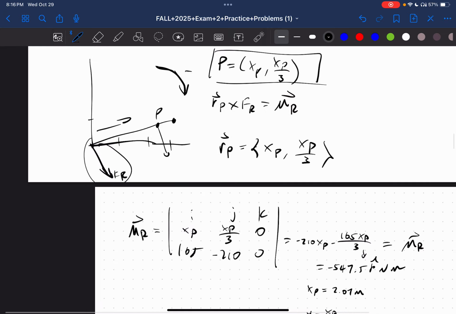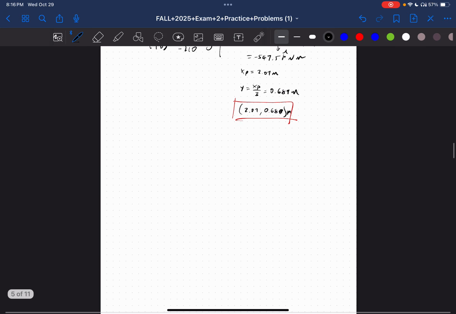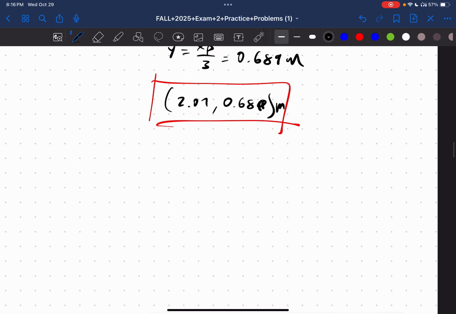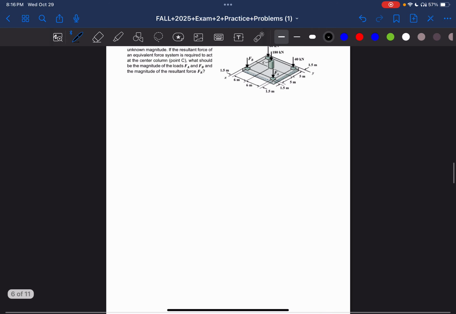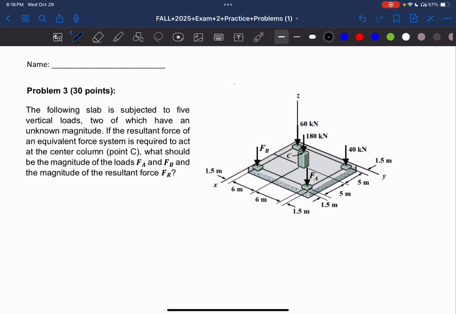So now we can just plot that. It's going to be somewhere over here. It doesn't really matter. That's our point along that line. Okay, now we want to, what are we doing here? Falling slab. Okay, what should the magnitude of this and the magnitude of the resultant force are?